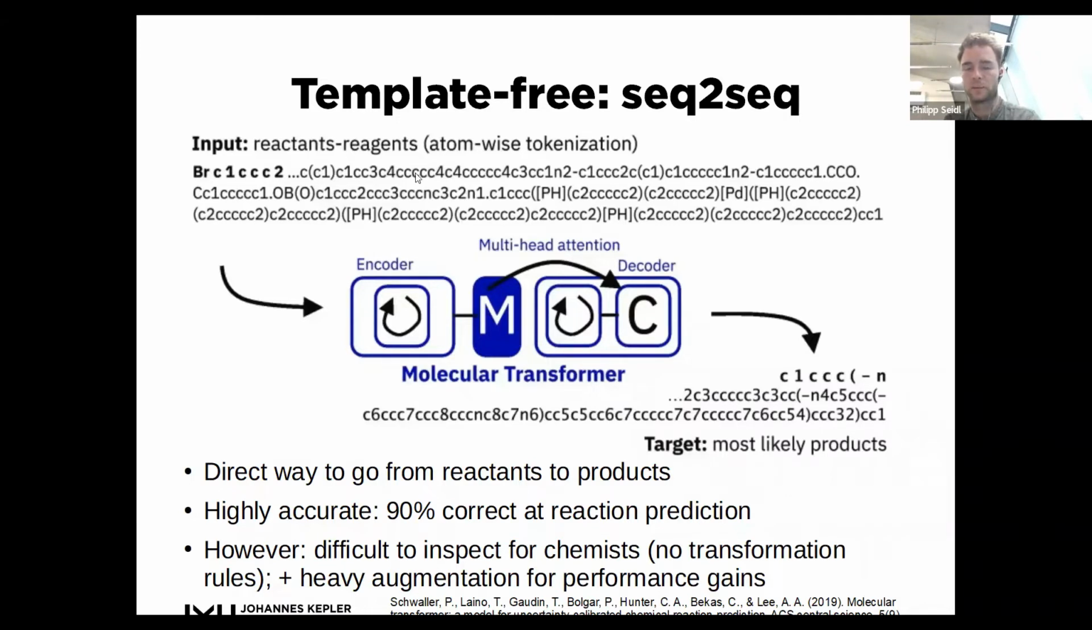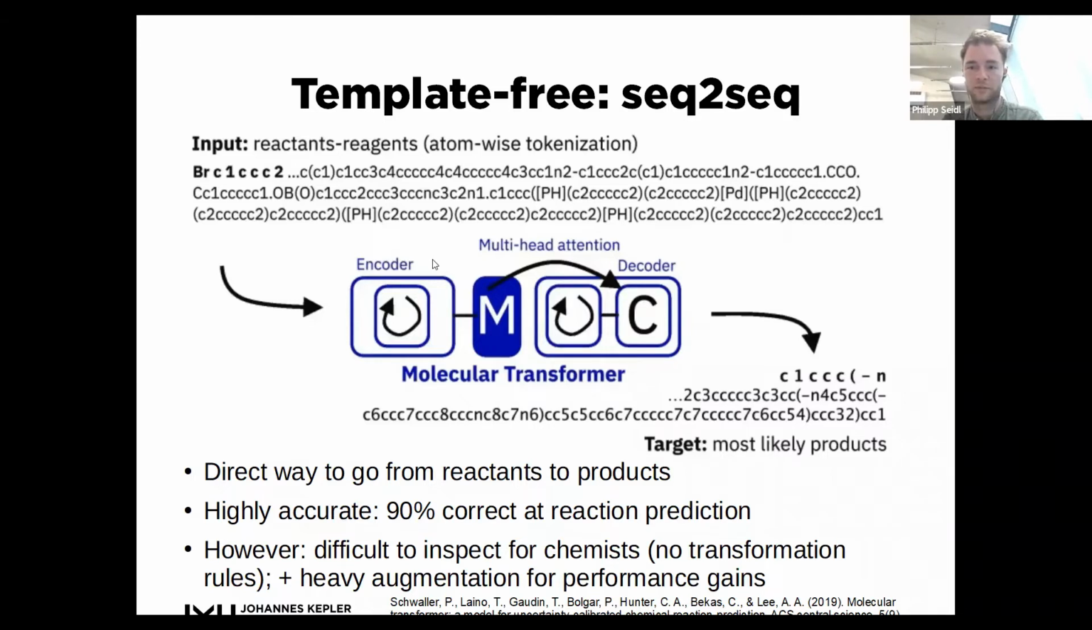Here you can do Smiles augmentation, but also switching the order of reactants, for example, is another augmentation strategy. Or yeah, there are multiple augmentation strategies here. And yeah, in order to achieve really good performance, those are necessary actually. This does not speak of good inductive bias.